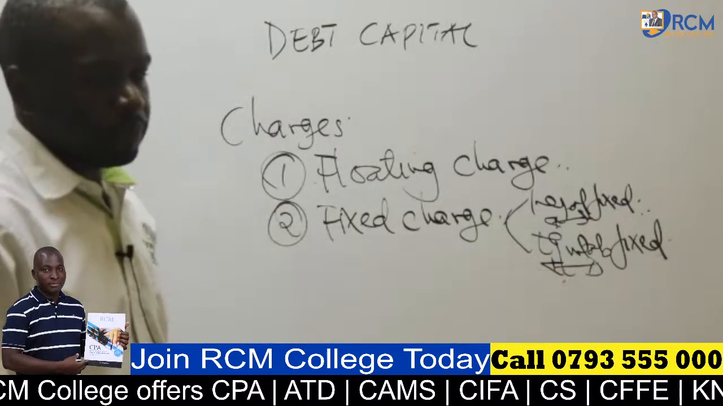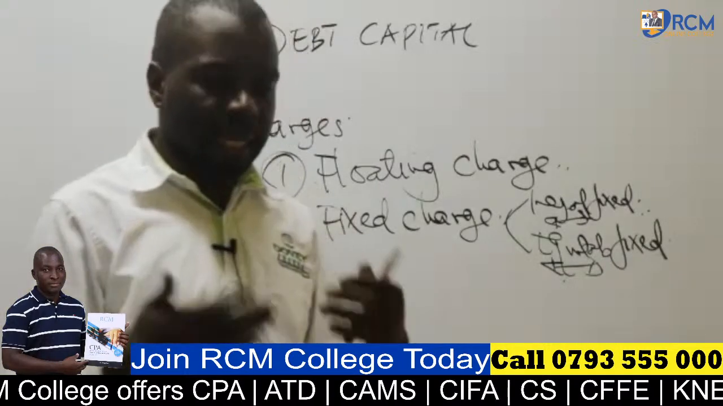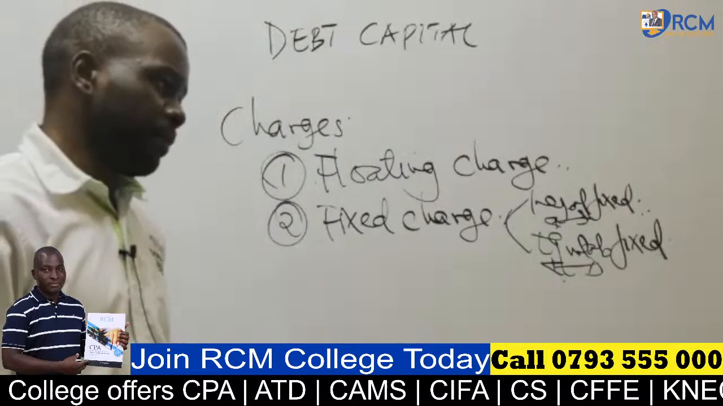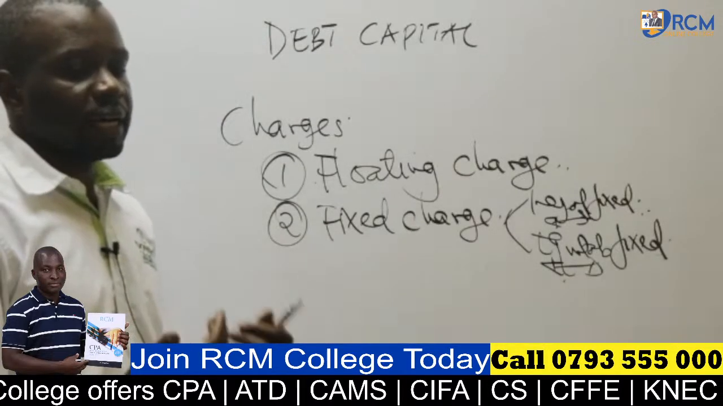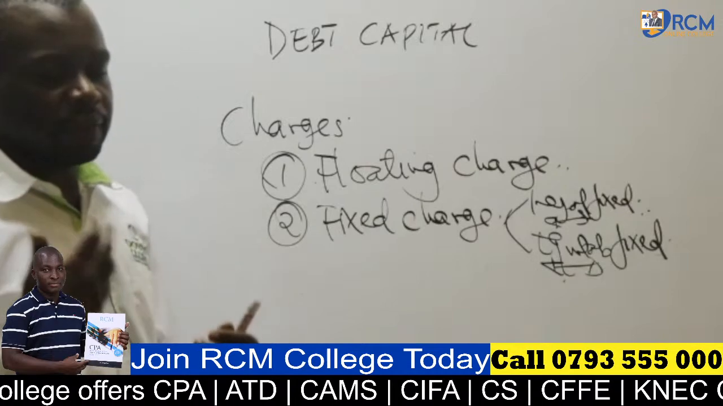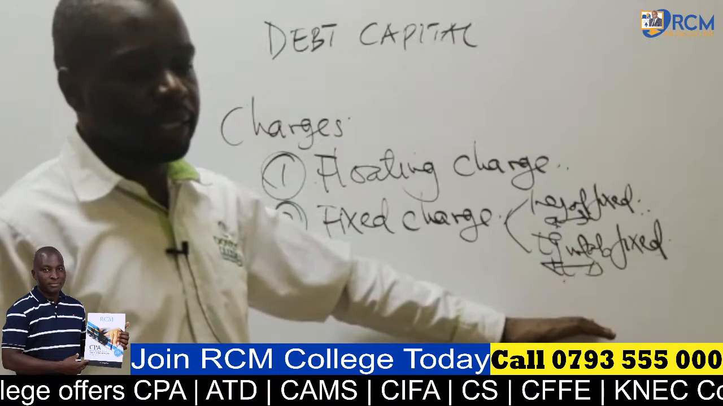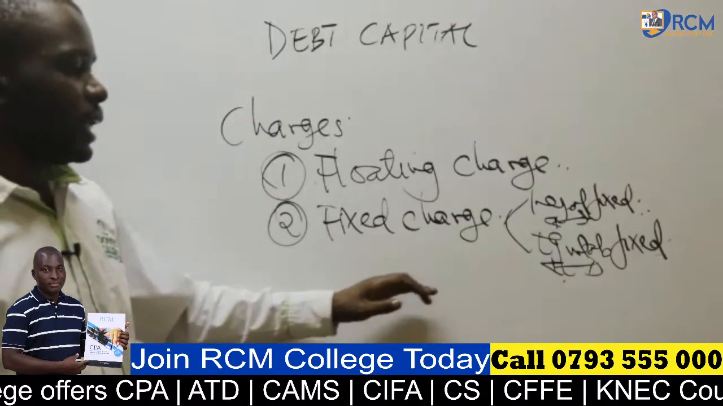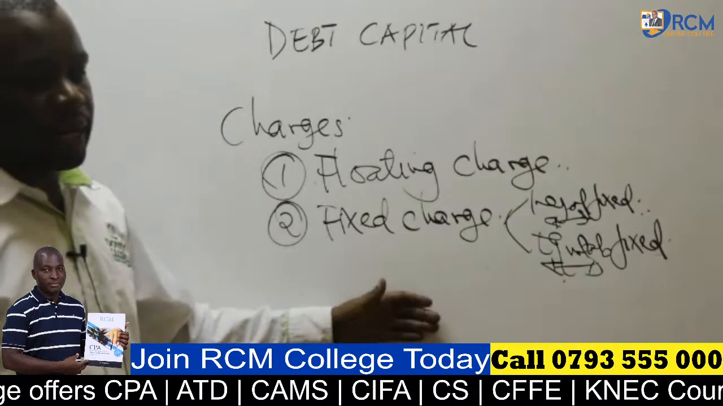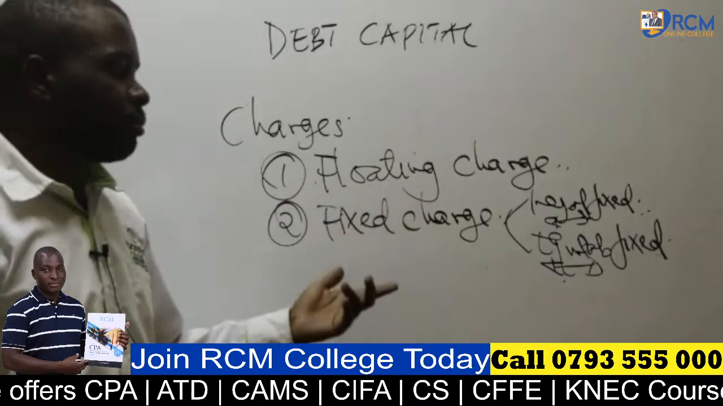Equitable fixed charge. In this case, the asset will still be in the premises, or in the hands of the company, unless the company defaults. That's when the debenture holder or lender can take up the step to recover the asset from the company. So the asset is still in the ownership of the company, unless the company defaults. That's when the lender, or the debenture holder, can take over the asset due to the default in the payment of the interest or the principal amount.